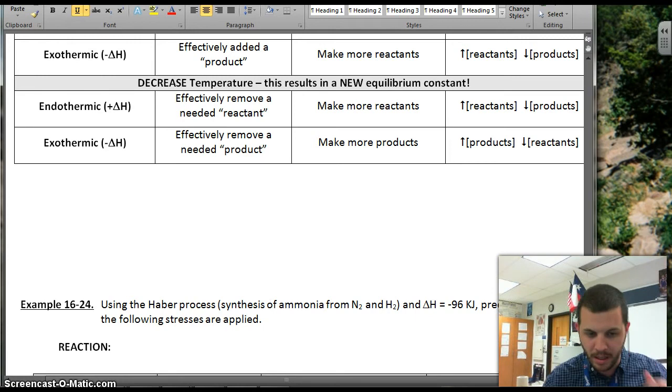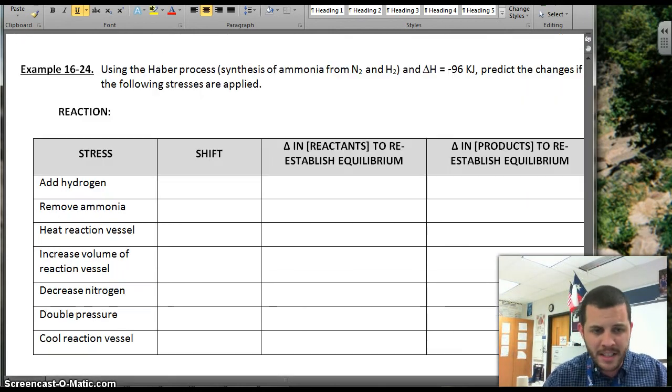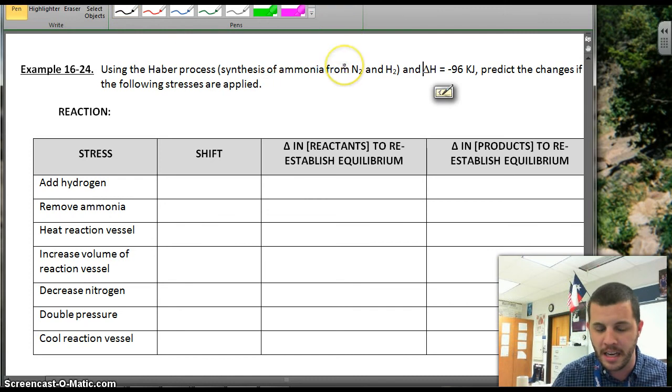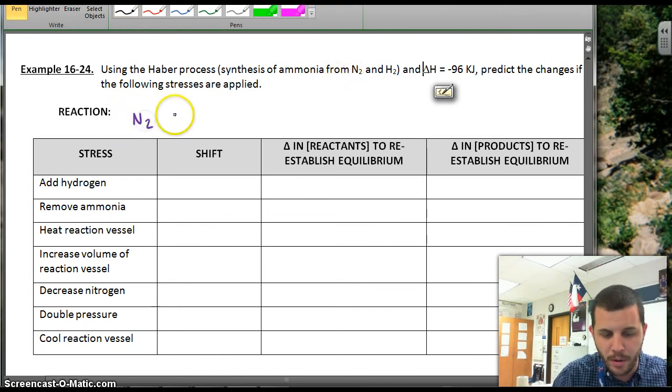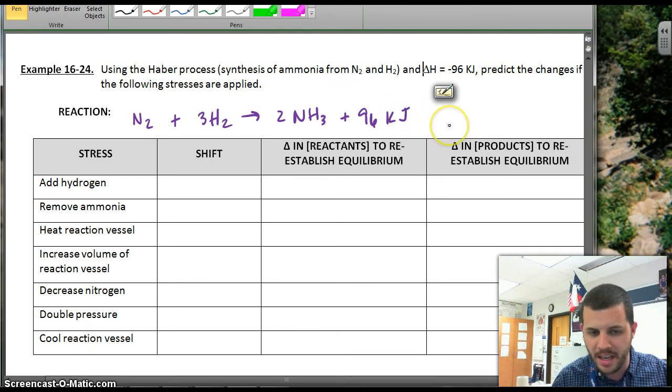What does all this mean? Let's take a look at a reaction here. We're dealing with the Haber process, and it gives us the reaction: N2 plus 3H2 yields 2NH3. It also tells us that the delta H is 96 kilojoules, making this exothermic. So we're going to add 96 kilojoules to the product side.